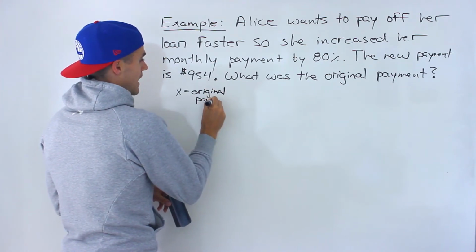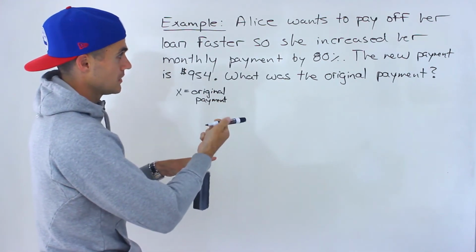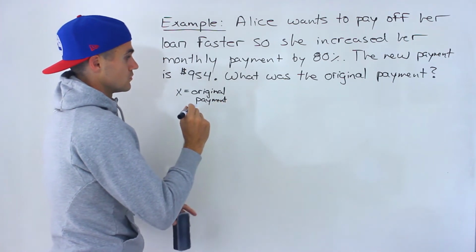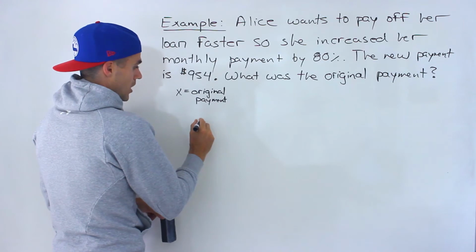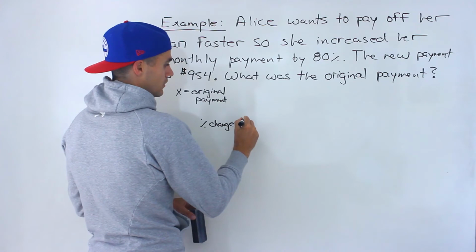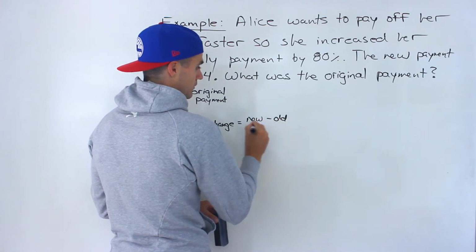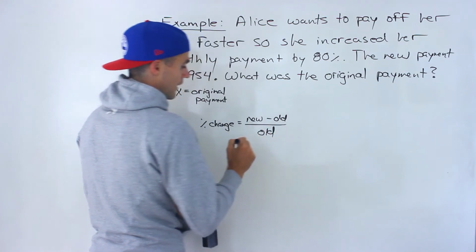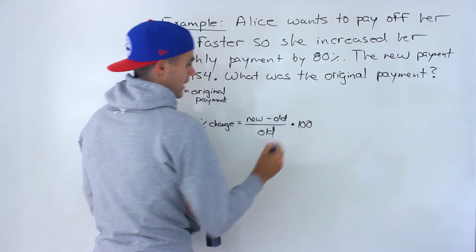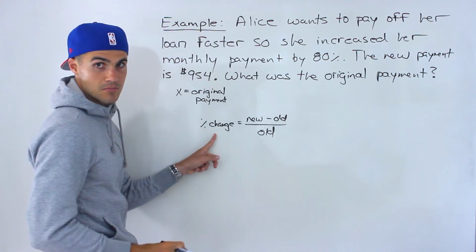And so notice that there's an original payment or an old payment and then a new payment, and we're told the difference between them is 80%. So we know that a percent change in something in general is just basically the new value minus the old value all over the old value. And if you're actually dealing with percentages, you want to multiply this by 100. And if you don't multiply this by 100 here, then this percent change has to be in decimals.